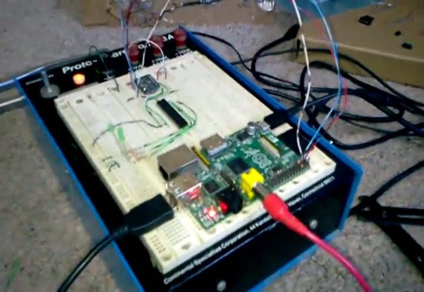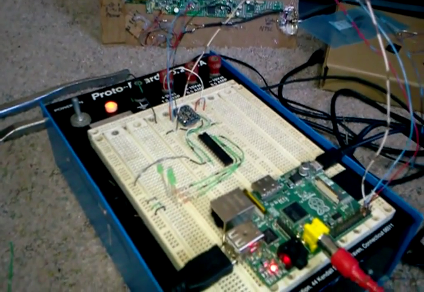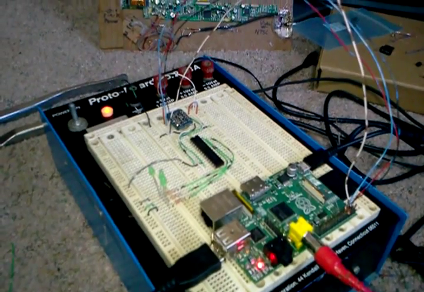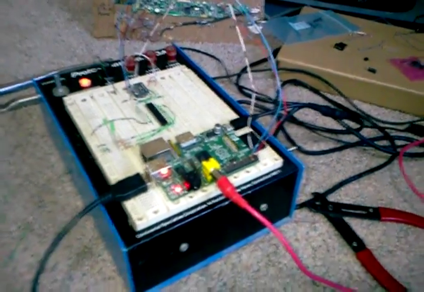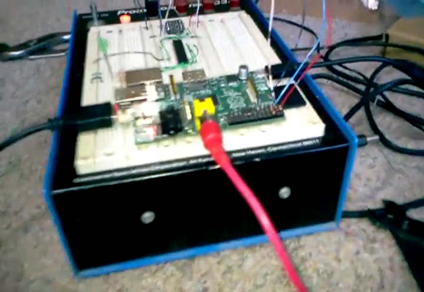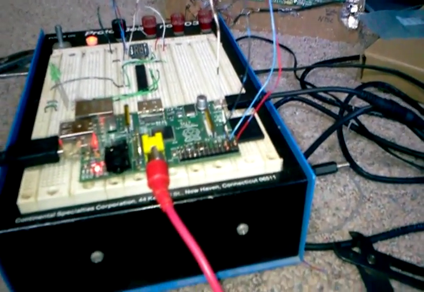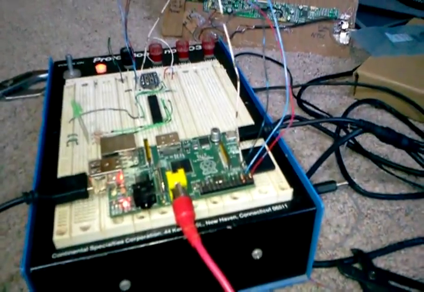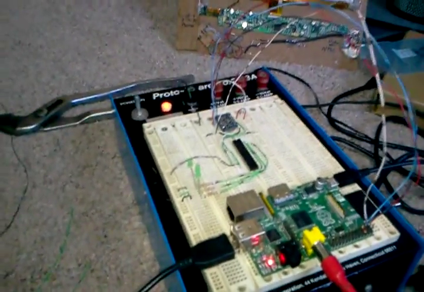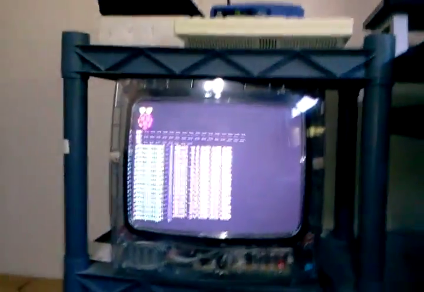Today we have the Raspberry Pi hooked up through a logic level converter to the MCP23017 chip, which is an I/O expander with an I2C interface. So the Raspberry Pi does a really good job at I2C interfacing, and so we can hook it up to this little chip. Now, as you can see, we've got three LEDs hooked up, and of course the keyboard, and we got this on the screen up here.